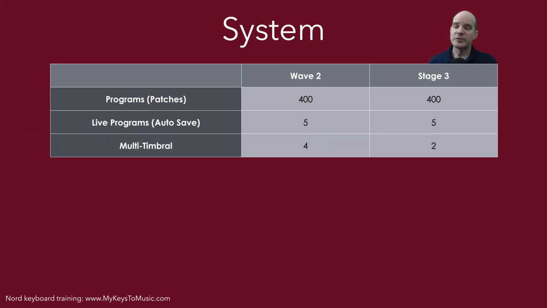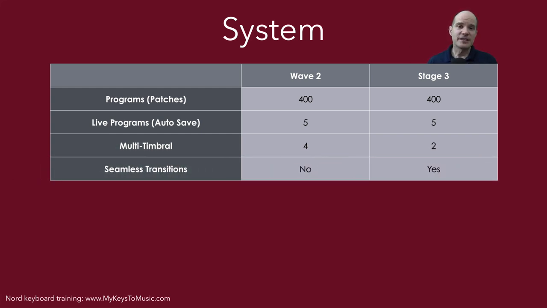So they are both multi-timbral. The Wave 2 has 4 layers. The Stage 3 has 2 layers. So in that respect, the Wave 2 has an advantage if you're going to play strictly synth parts and sample parts and comparing it strictly on that one engine, then the Wave 2 does have an advantage over the Stage 3.